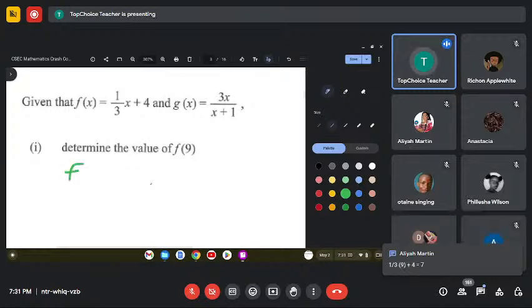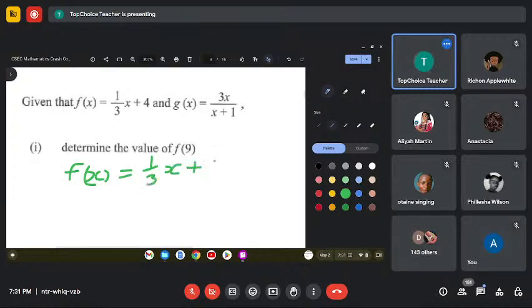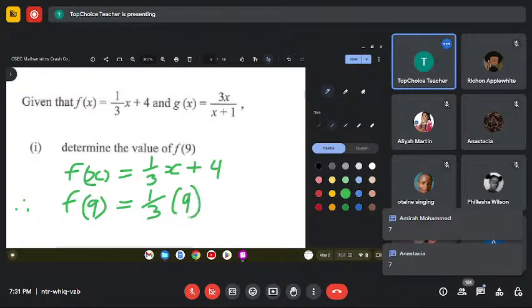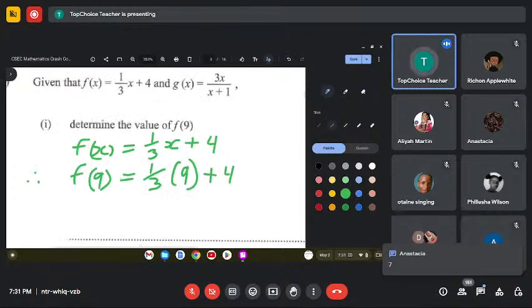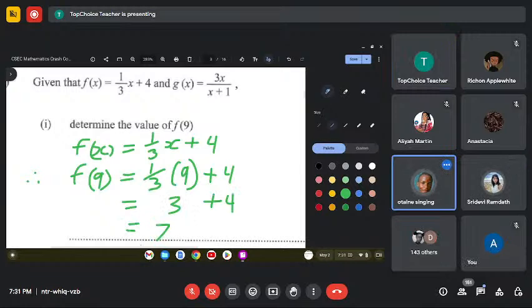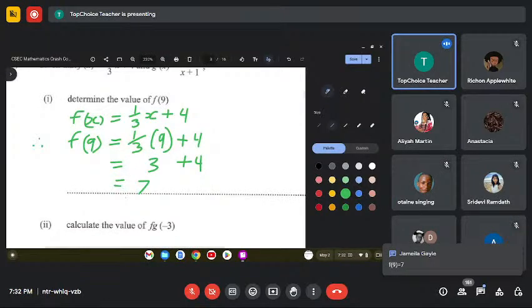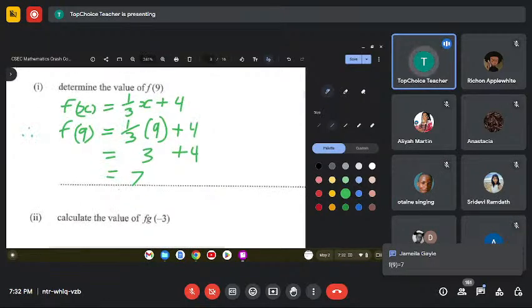So I'm going to start by writing what f of x is. f of x is 1/3 x plus 4. Therefore, the three dots mean therefore, f of 9. Wherever I have the x, I have to replace it with a 9. So 1/3, and instead of x I'm putting 9, plus 4. 1/3 of 9 is 3, so 3 plus 4 equals 7. So f of 9 equals 7. That's the answer for this one. Simple, straightforward. We substituted 9 for x and solved for our answer.